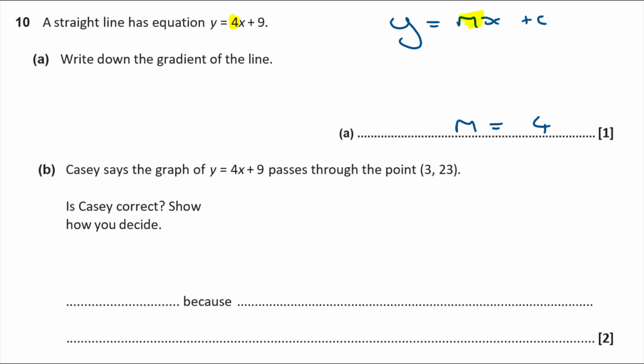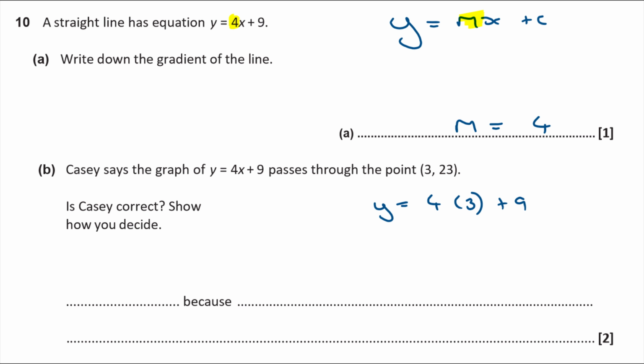Casey says the graph of y equals 4x plus 9 passes through the point (3, 23). Is Casey correct? Show how you decide. Okay, well, the equation of the line is the rule that links your y coordinates to your x coordinates. So if the point (3, 23) lies on the line, then I should get 23 when I sub in 3. So if I've got y is equal to 4 lots of 3 plus 9, if that comes out to be 23, then it must lie on the line. If it comes out to a different number, it doesn't.